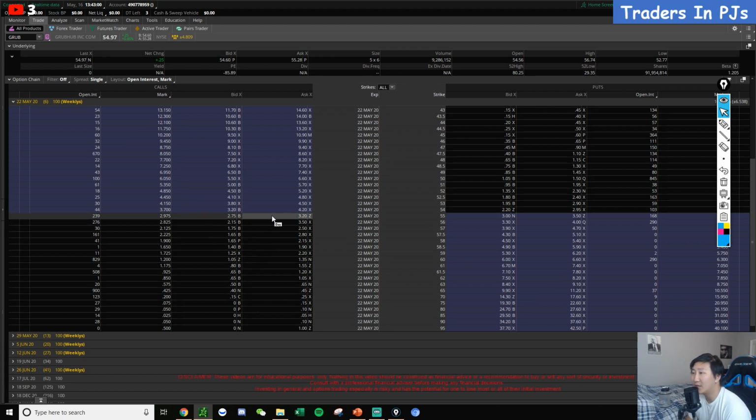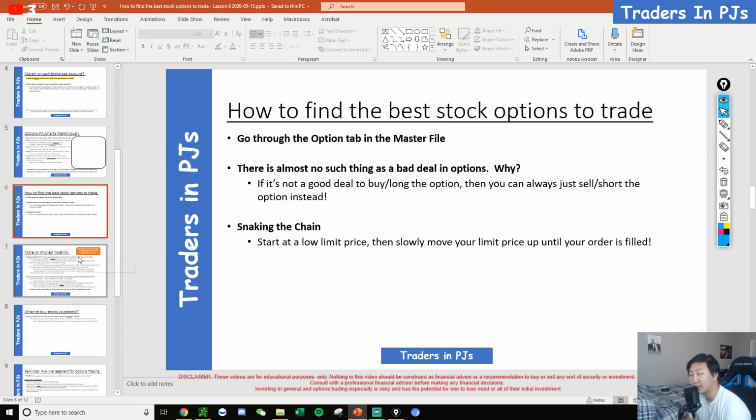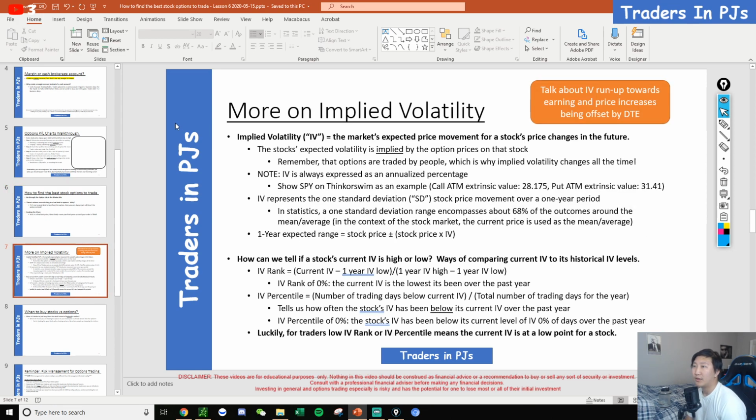This is the lowest price people are willing to pay to buy it, and this is the lowest price people are willing to sell it for. So you can start at the lowest price and slowly move your way up to the 3.2 so that you don't have to pay full price for it. That's called snaking the chain: start at a low limit price, then slowly move your limit price up until your order is filled. That's how you try to find the best deal for buying an option as well. All right, let's talk about volatility because this is a very important concept.